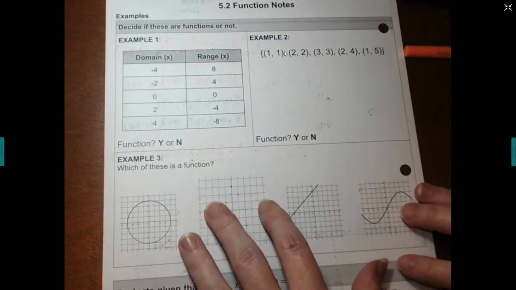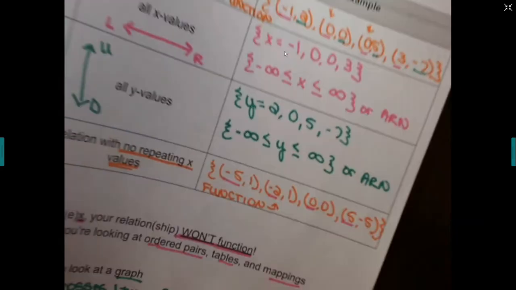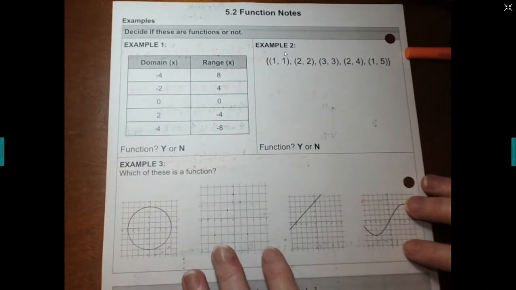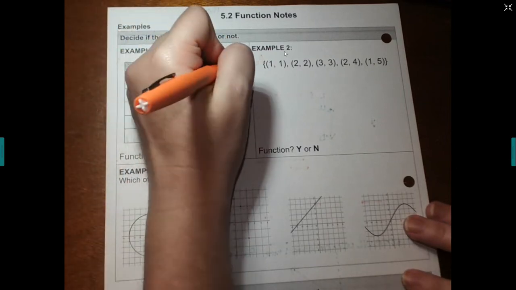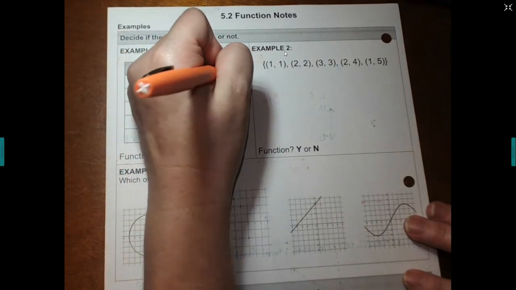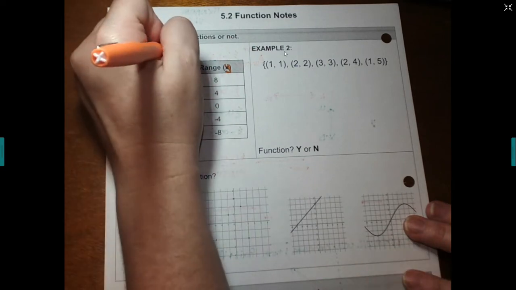Okay, so we are going to decide if these are functions or not. Remember I told you we would talk about tables? We're talking about tables. So this is a table, and one of my students pointed out that I did have a typo on here. This should be y, not x. Okay, so this is a table.